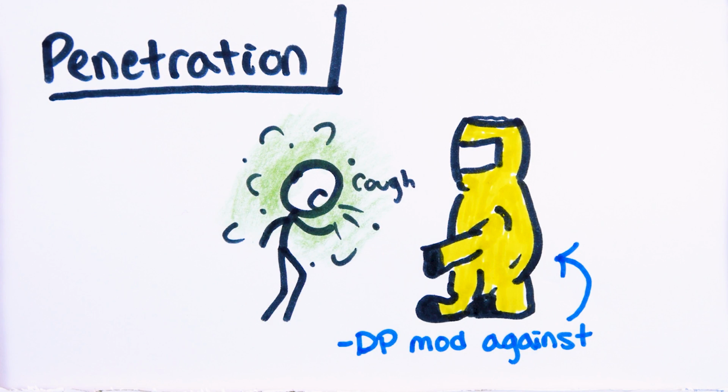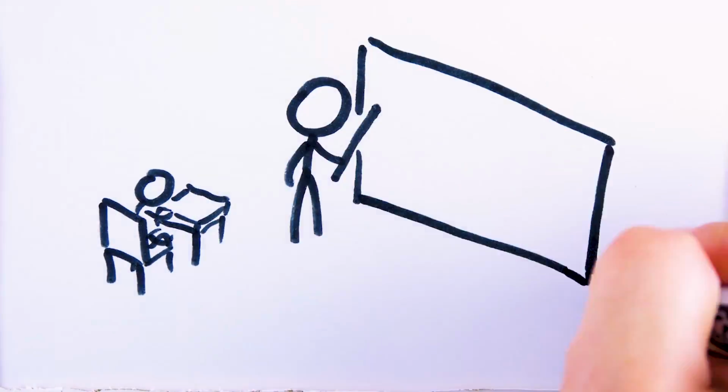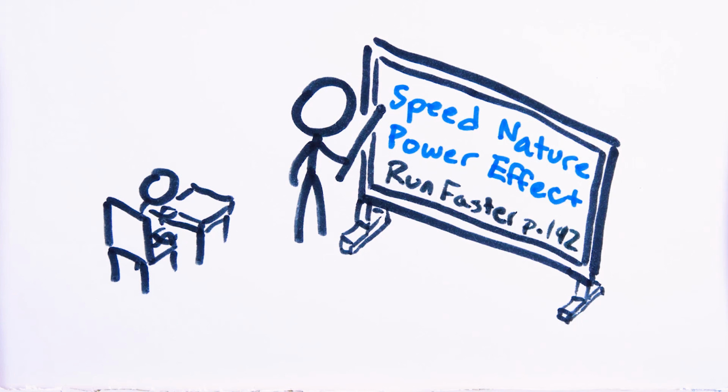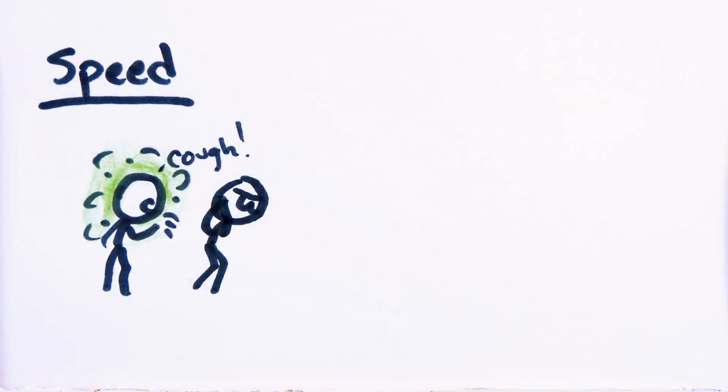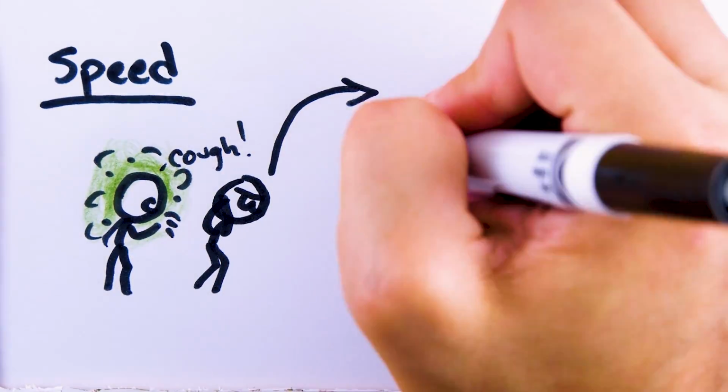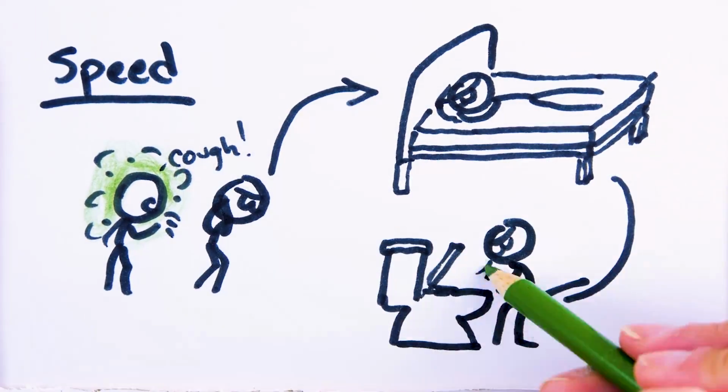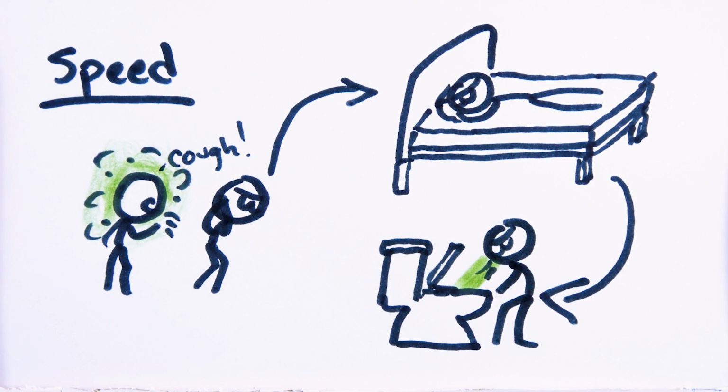This number acts as a negative dice pool modifier for any systems that are used to boost a character's resistance to the disease. Speed, power, nature, and effect have additional rules for diseases which can be found in the Run Faster sourcebook on page 142. Speed represents the incubation period between initial exposure to the pathogen and when the first disease resistance test will need to be made, and will be expressed in minutes, hours, or days.